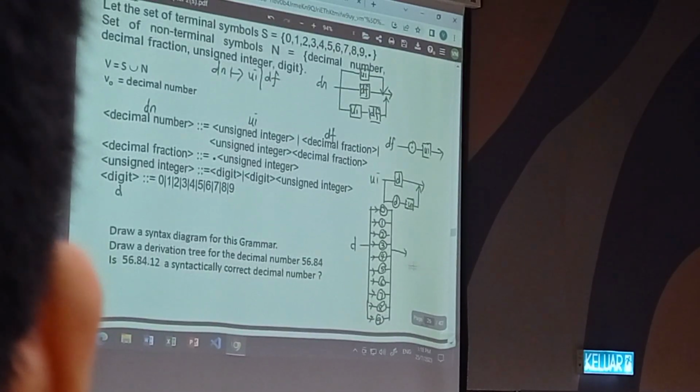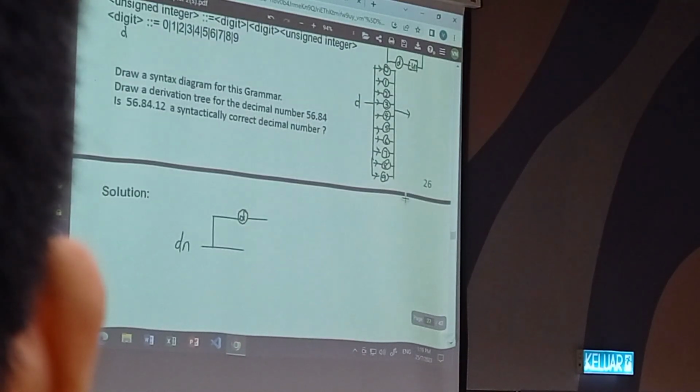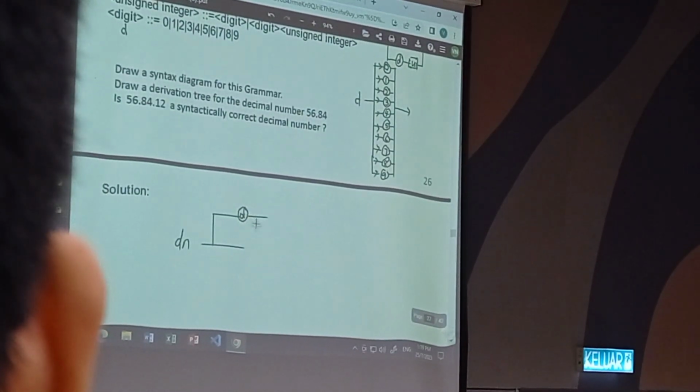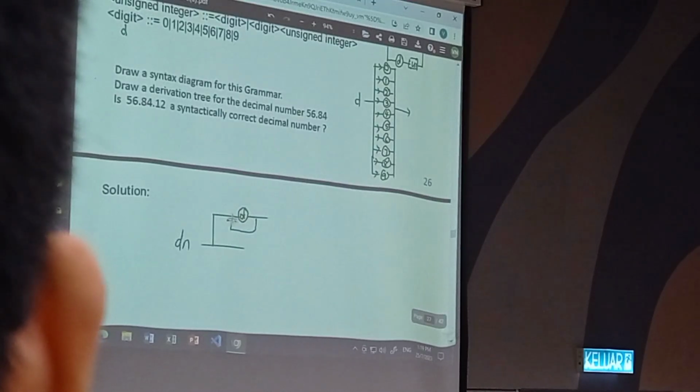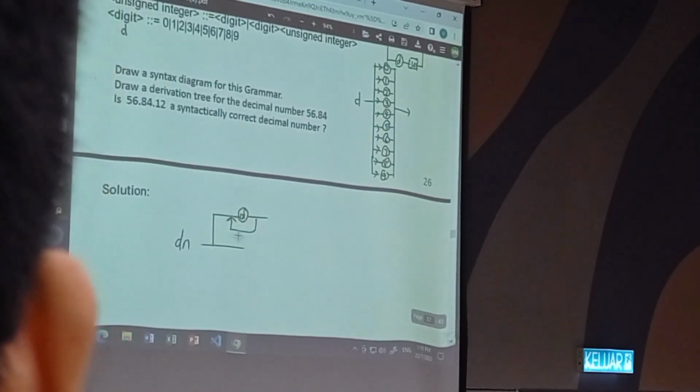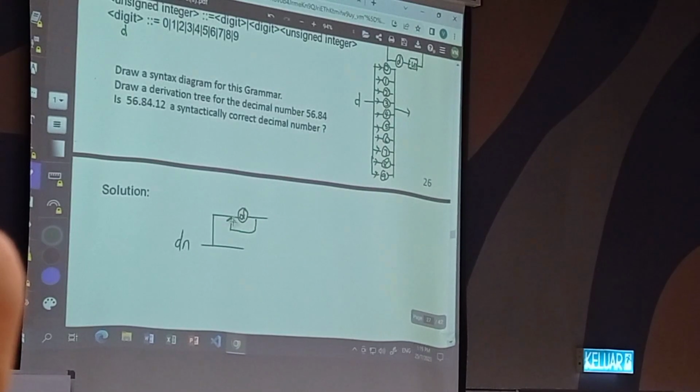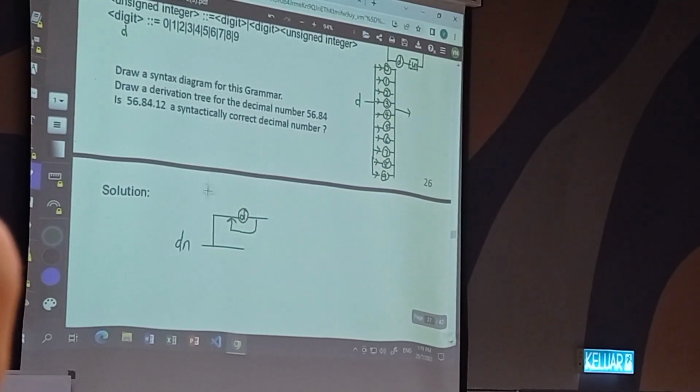So that means because of this one, you have alternative. Either you substitute with digit or digit unsigned integer. So I will just draw a loop here where this is the digit unsigned integer. Look back, and you need to replace the digit with all the 0 to 9. Yeah? So you need to replace every digit with 0 to 9.